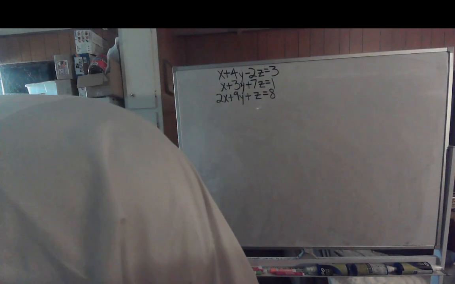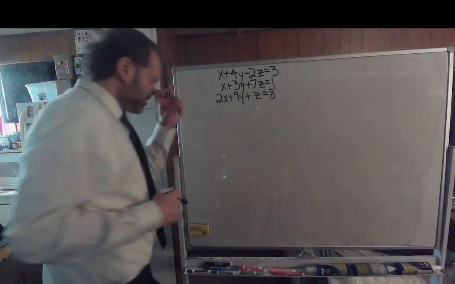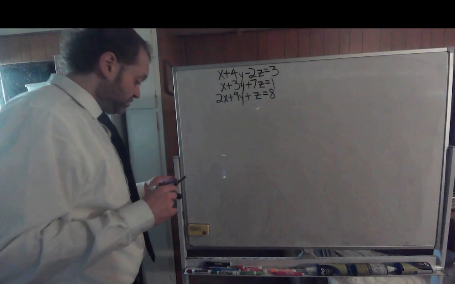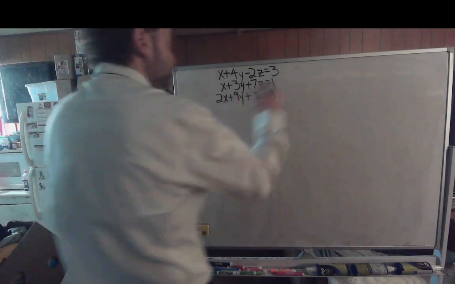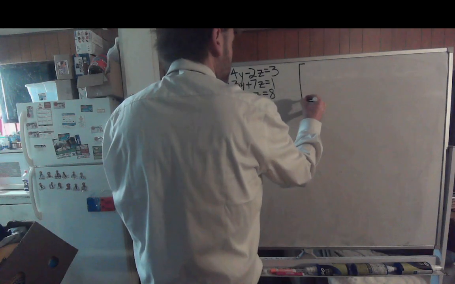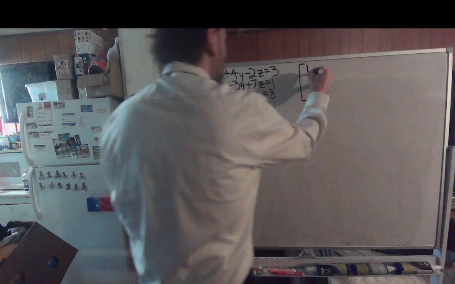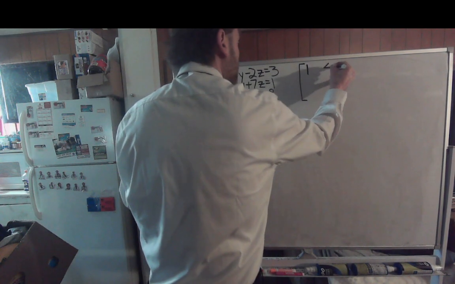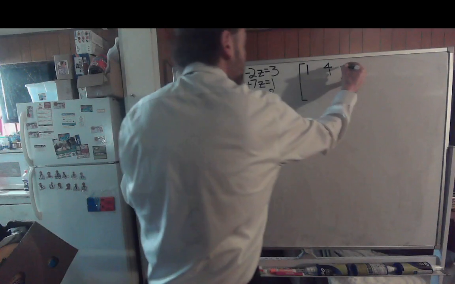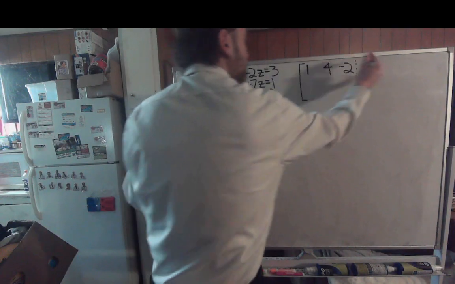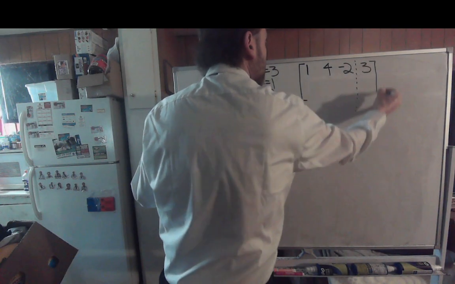Alright. So here's your new system right here. Let's go ahead and convert this into a matrix. 3 equations means 3 rows. So row 1, you have the x term, which is 1, y is 4, z has a -2 coefficient, and then take that 3 to the right of the equal sign, put it to the right of your augmented line.